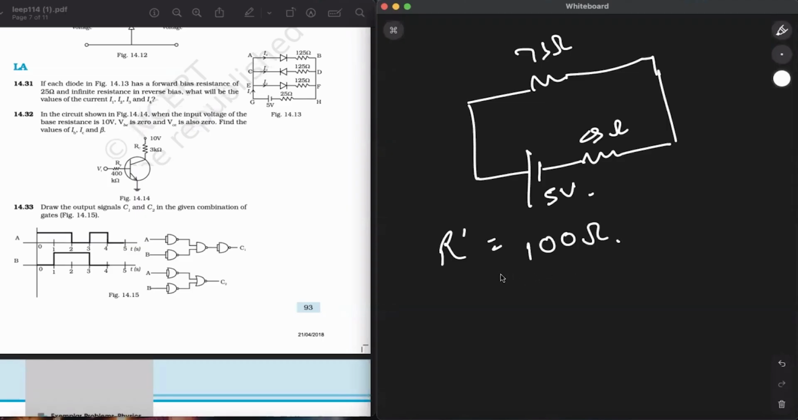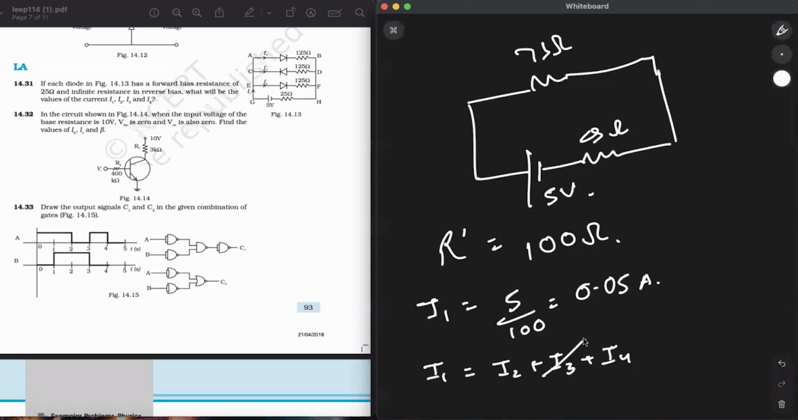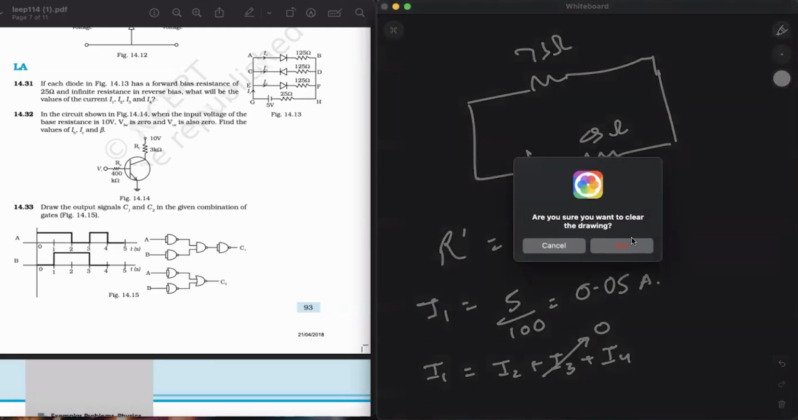And the current that will be leaving the circuit, I, is equal to V by R', so 5 upon 100, it is equal to 0.05 amperes. So now we have to apply Kirchhoff's law. The I which is leaving here, I1, will be equal to the I which went through each of the branches. So 2, 3 and 4, I1 is equal to I2 plus I3 plus I4. We already know I3's current is 0, so I1 will be equal to I2 plus I4.